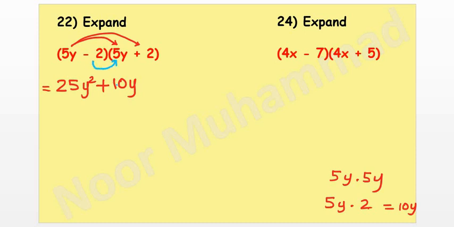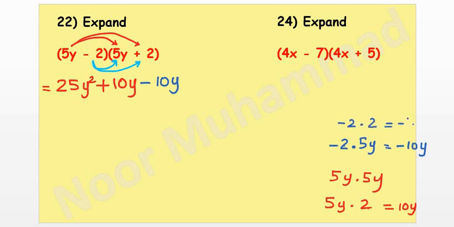Now let's do the second step. Negative 2 times 5y, and then negative 2 times this positive 2. So what will we get? Negative 2 times 5y. Negative 2 times 5 is negative 10, and we will have the variable y with it. So we are getting negative 10y. Clear? Now the next thing is negative 2 times positive 2. So it will be negative 4. So what can we write over here?